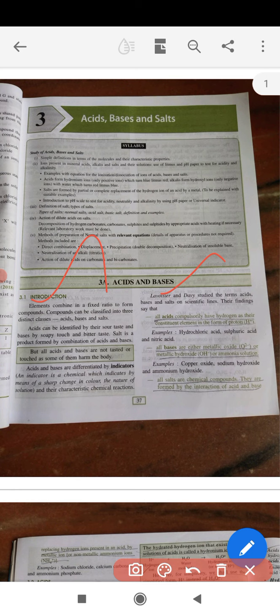And acids and bases are differentiated by an indicator, okay. An indicator is used to separate them. An indicator shows a different color in acid and another color in base, and in this way, if an unknown solution is given to you, you can understand whether that solution is acid or base.